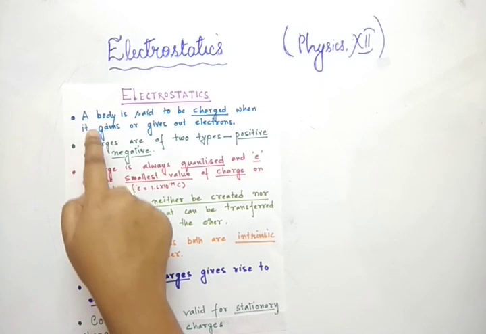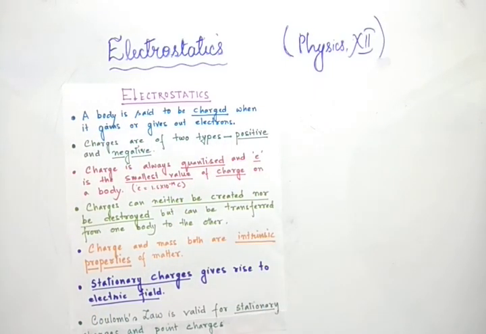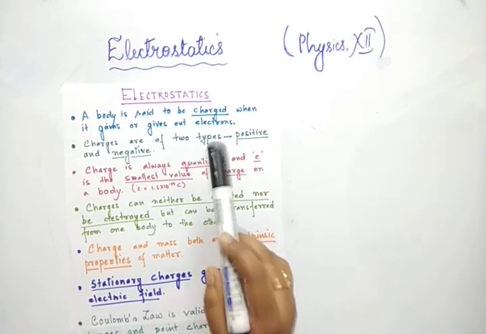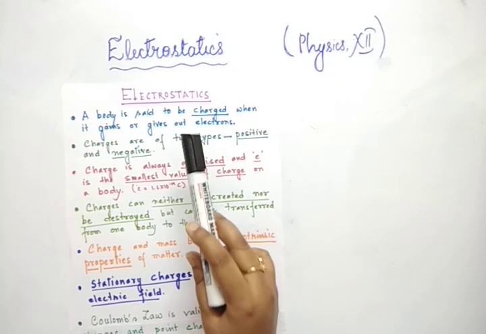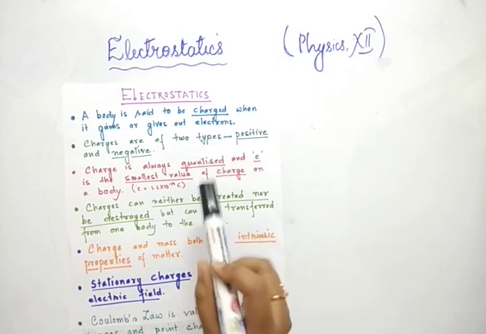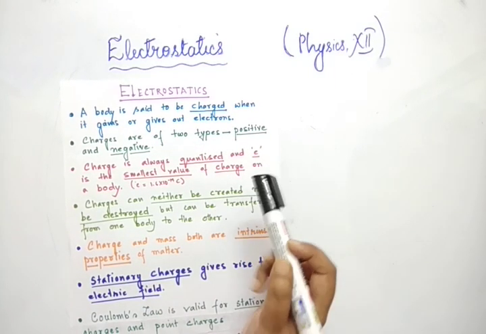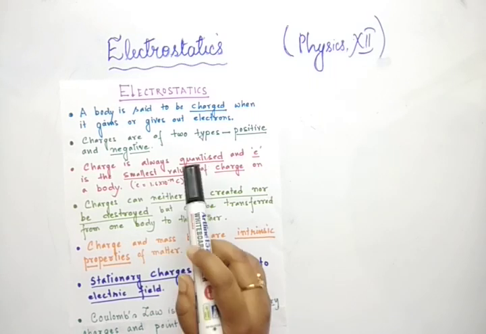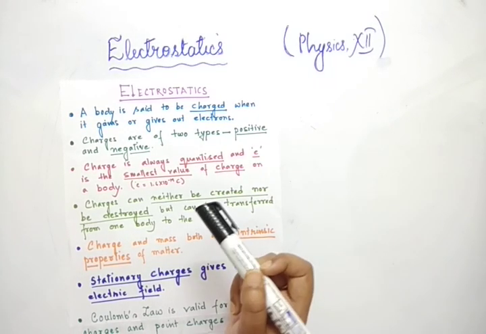The first point states that a body is said to be charged when it gains or gives out electrons. So we all know when two bodies are rubbed, the body gets heated up and electrons move out from the atoms and get transferred to another body. In this way a body becomes charged when it either gains or gives out electrons. If it gains electrons, it becomes negatively charged, and if it gives out electrons, it becomes positively charged.